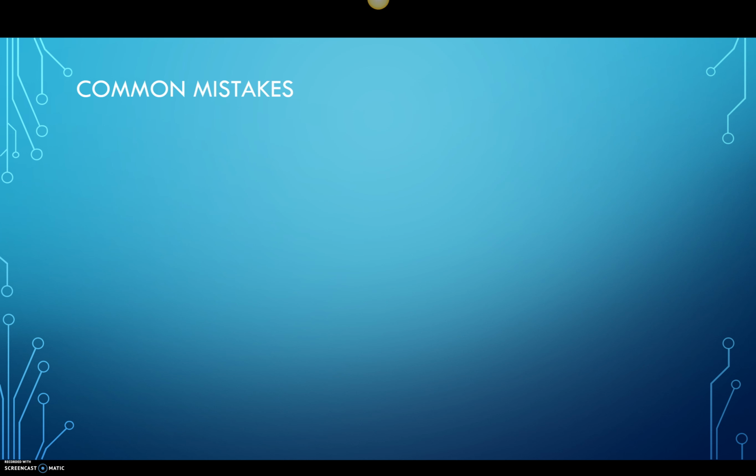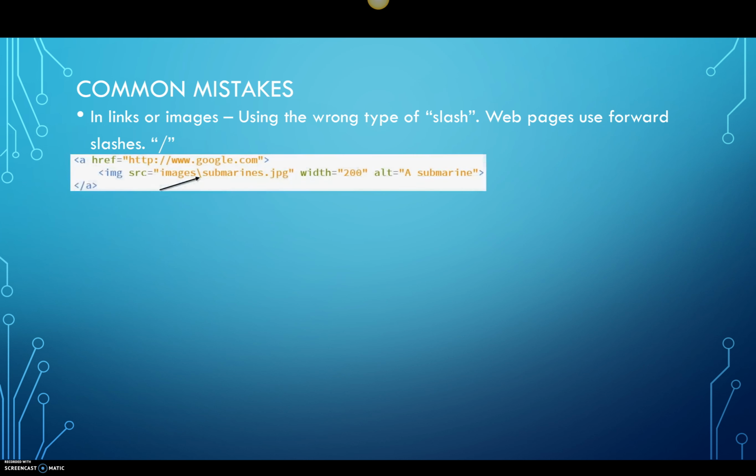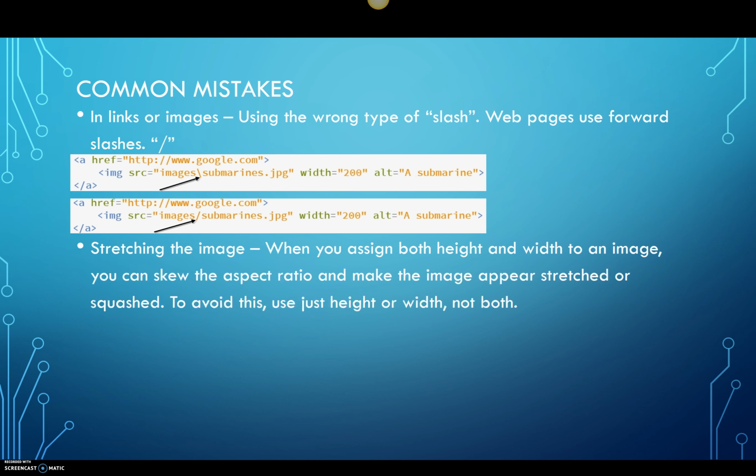So some common mistakes you might make when using this feature. In images or links, using the wrong type of slash. Web pages use forward slashes, not backslashes. As old computer guys that have been around for a while, we like to use backslashes for everything, especially when looking at paths. But web servers don't use that. This particular thing would not work. The image would be broken. It would display the alternative text, but you wouldn't be able to get to the image. Instead, you got to use that forward slash. This would work as long as you had the subfolder called images and the image.